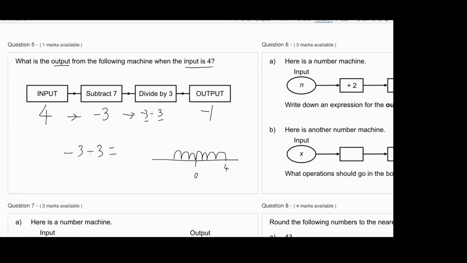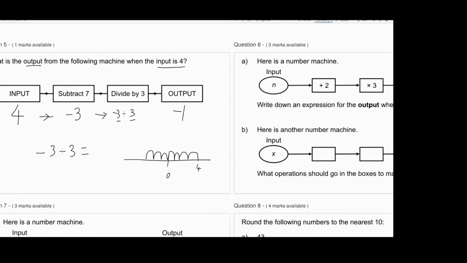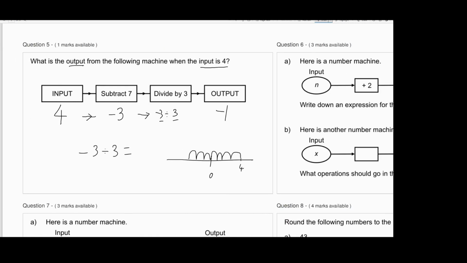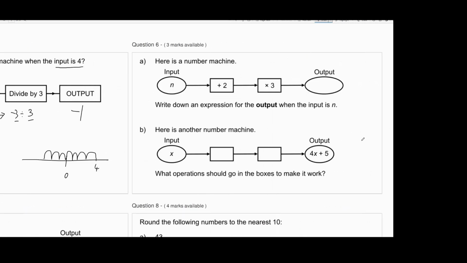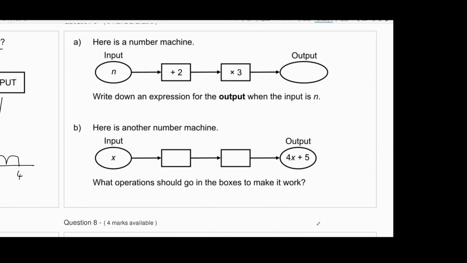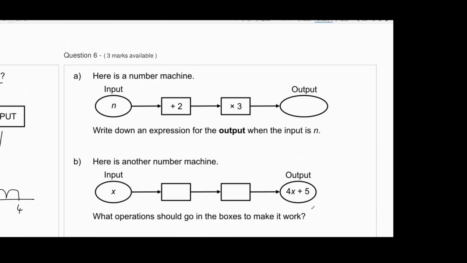Now, obviously, if you've got any questions, Josh, just ask by all means. Number 6. Oh, yep. So with number 6, we've got a number machine. We want to write down an expression for the output when the input is n.